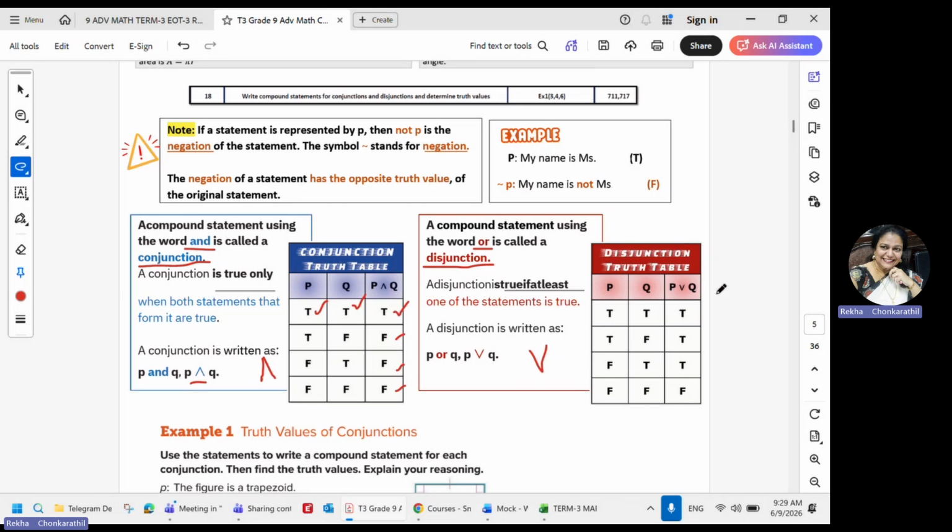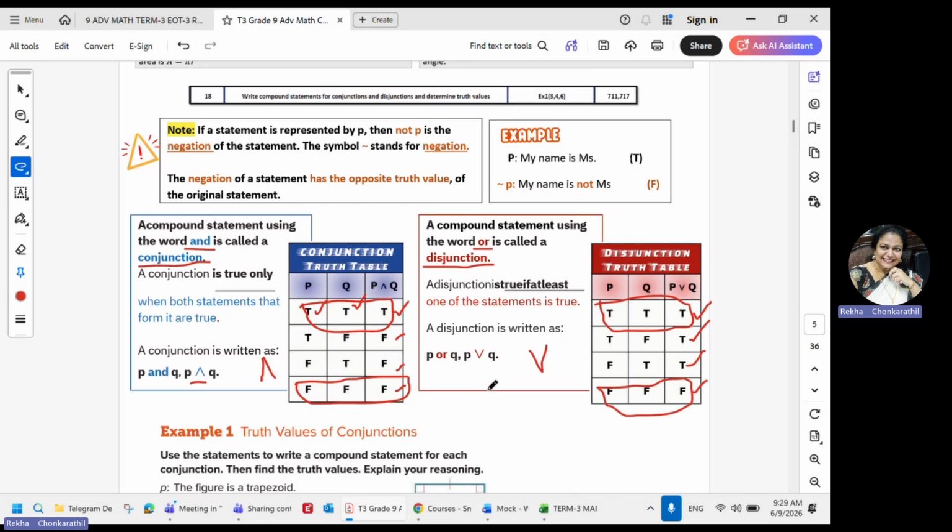Whereas in or statement, if any one statement is true, it is true. So if both are true, true. If one is true, true. But if both are false, it is false. So please remember the first, that is true, true, true, is common for both statements. False, false, false is also common for both statements. Only the other two differ: for and, both the statements should be true for the compound statement to be true. But for or, if any one statement is true, the compound statement is true. So please remember the truth table.